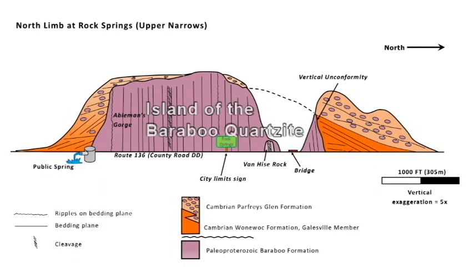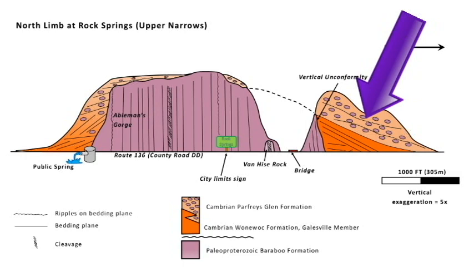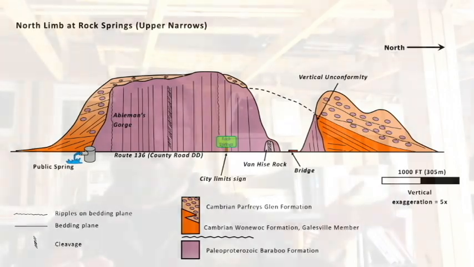The Galesville continues out away from those islands, but it levels out. The initial dip is lost as you go away from the north limb. There's also, on top of the Galesville locally, a conglomerate, and at stop 2, that is what we call the Parfrey's Glen Formation. That was derived from the top of the Baraboo cliffs as the sediments buried the islands.